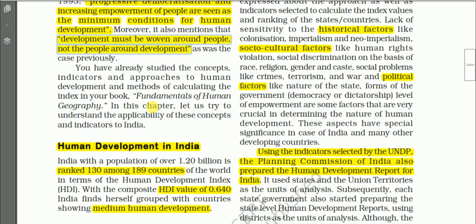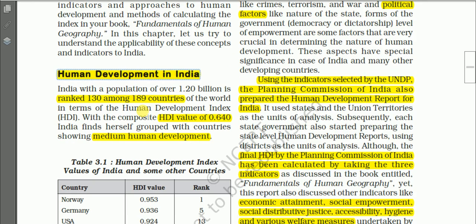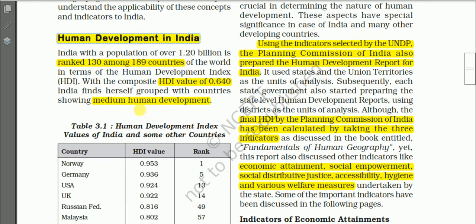And after this, we have human development in India. Here you will find some information. India, with a population of over 1.20 billion, is ranked 130 among 189 countries of the world in terms of human development index, India's rank in the year 2018. Rank sometimes increases or decreases according to the year.